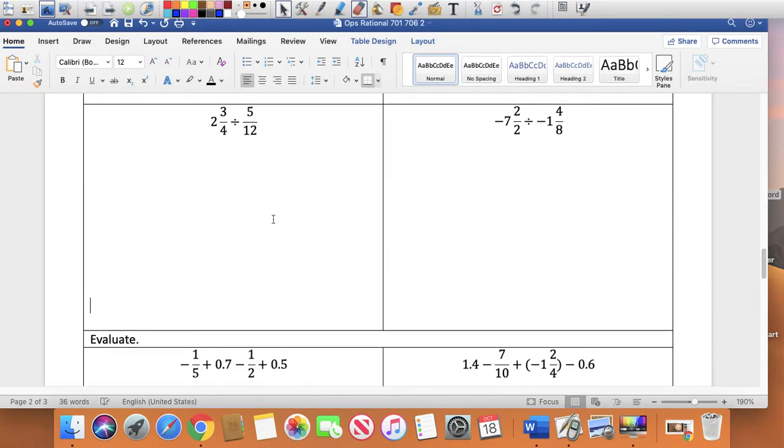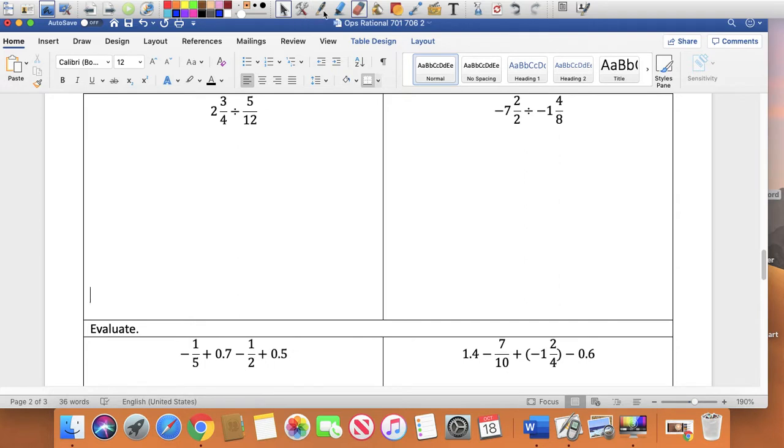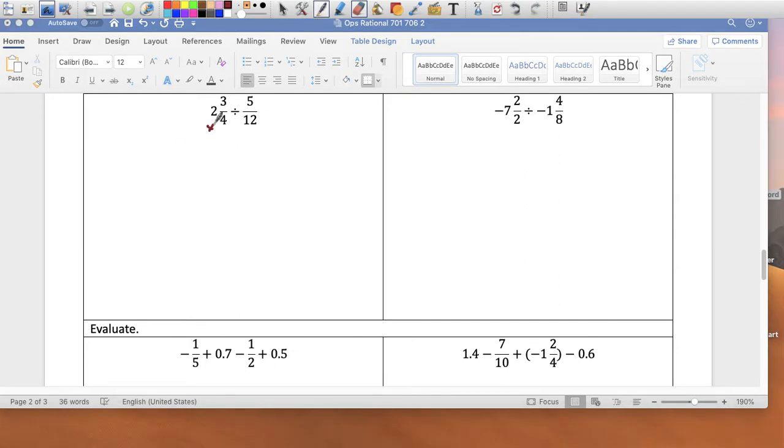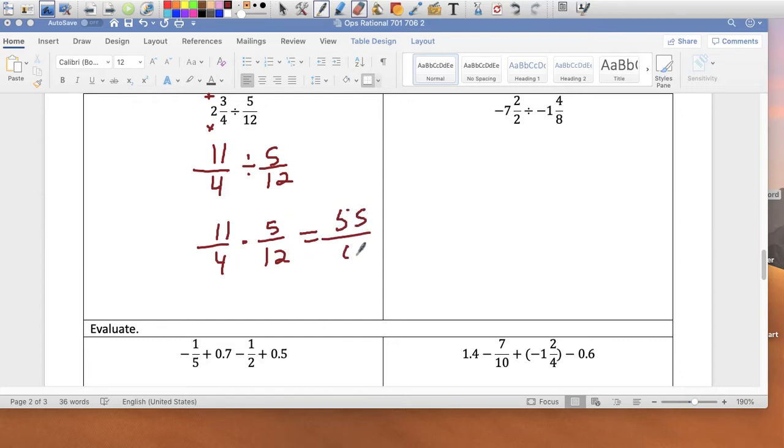Okay, so division, but first you change it to an improper fraction. 4 times 2 is 8, plus 3 is 11 over 4, divided by 5 over 12. Let's change. Nothing to simplify, so 11 times 5 is 55. 4 times 12 is 48.